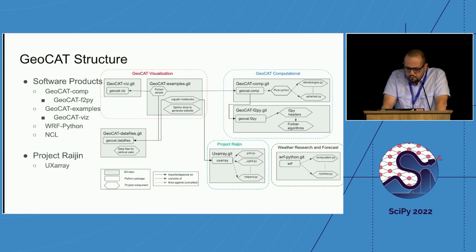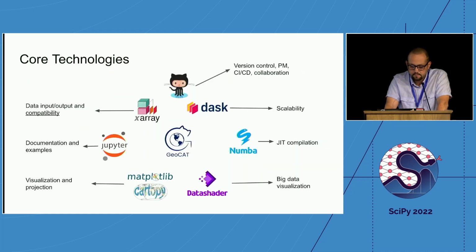On the bottom right of the diagram, we can see the WRF Python, which is our Weather Research and Forecasting tool, which I will also talk about. And the other one is Project Raijin, our kind of brand new research and development project. Again, I will look into all of these details of all of these tools. I think we covered all of these.